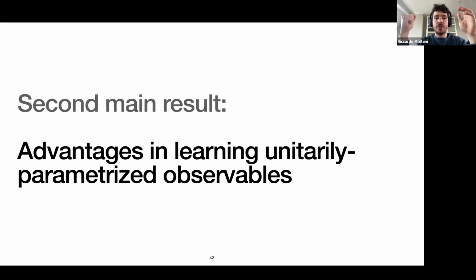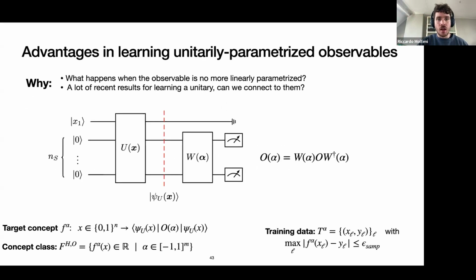The second main result is about advantages in learning unitarily parametrized observables. What we mean is that we now take into consideration observables that are not simply a linear combination of Pauli strings, but are parametrized by a unitary W alpha, which depends on alpha.